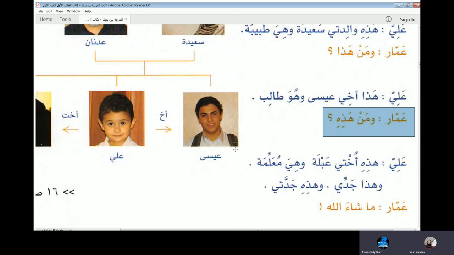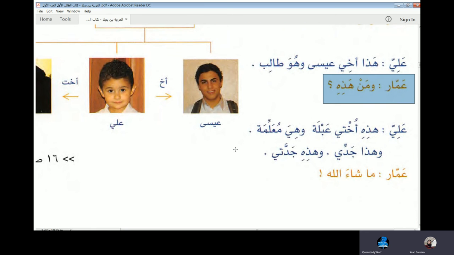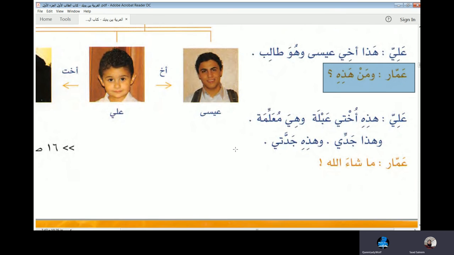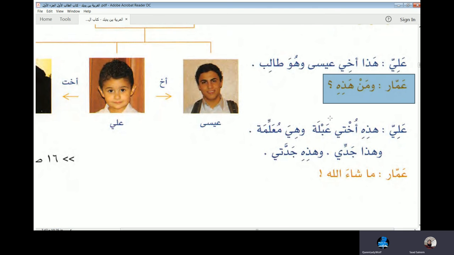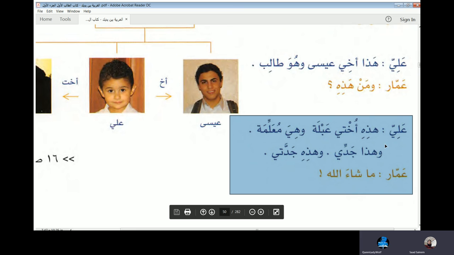Ammar: wa man hazihi? And who is this? Hazihi, feminine. Ali: Hazihi ukhti Abla, wahiya muallimatun. Wahaza jaddi. Wahazihi jaddati. This is my sister Abla, and she is a professor. Wahaza jaddi, and this is my grandfather. Wahazihi jaddati, and this is my grandmother.